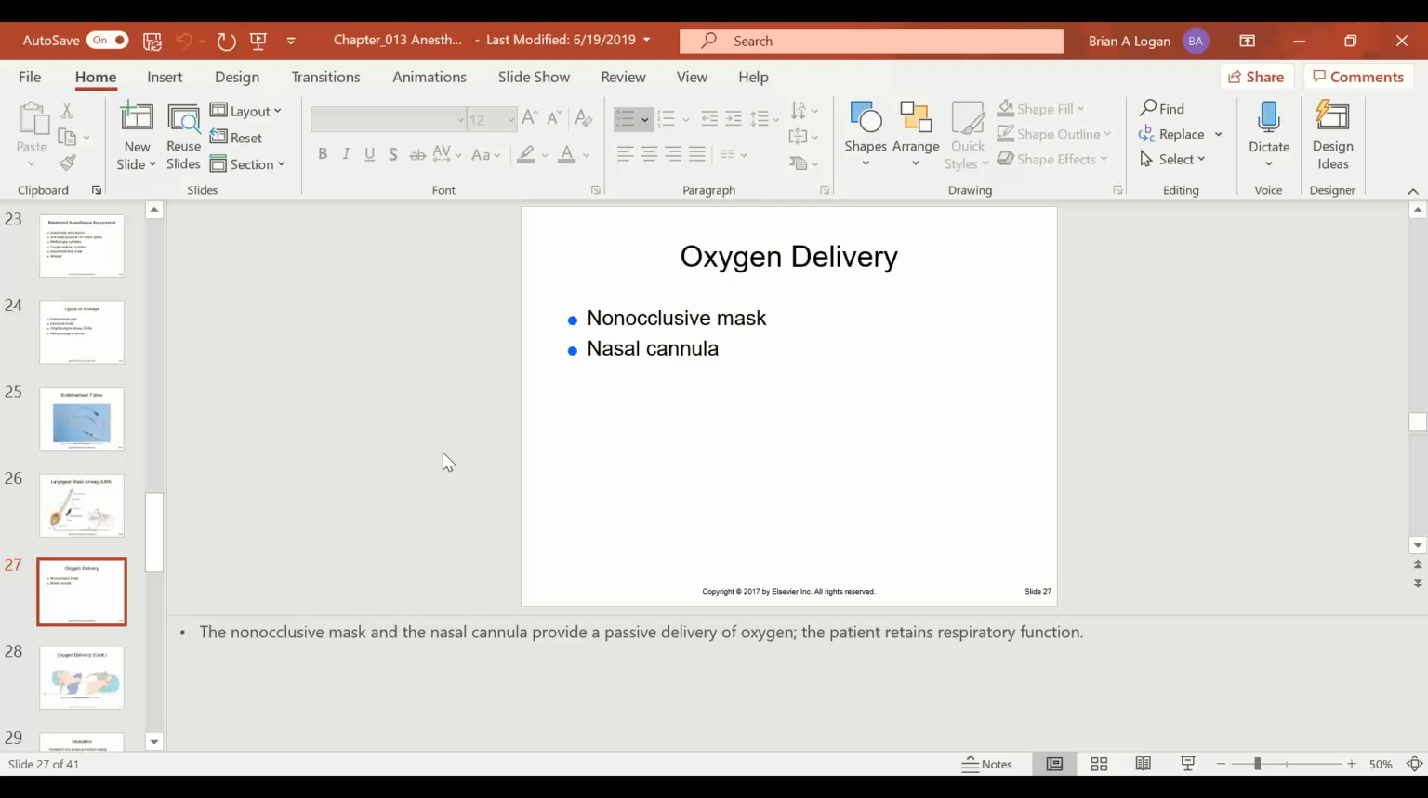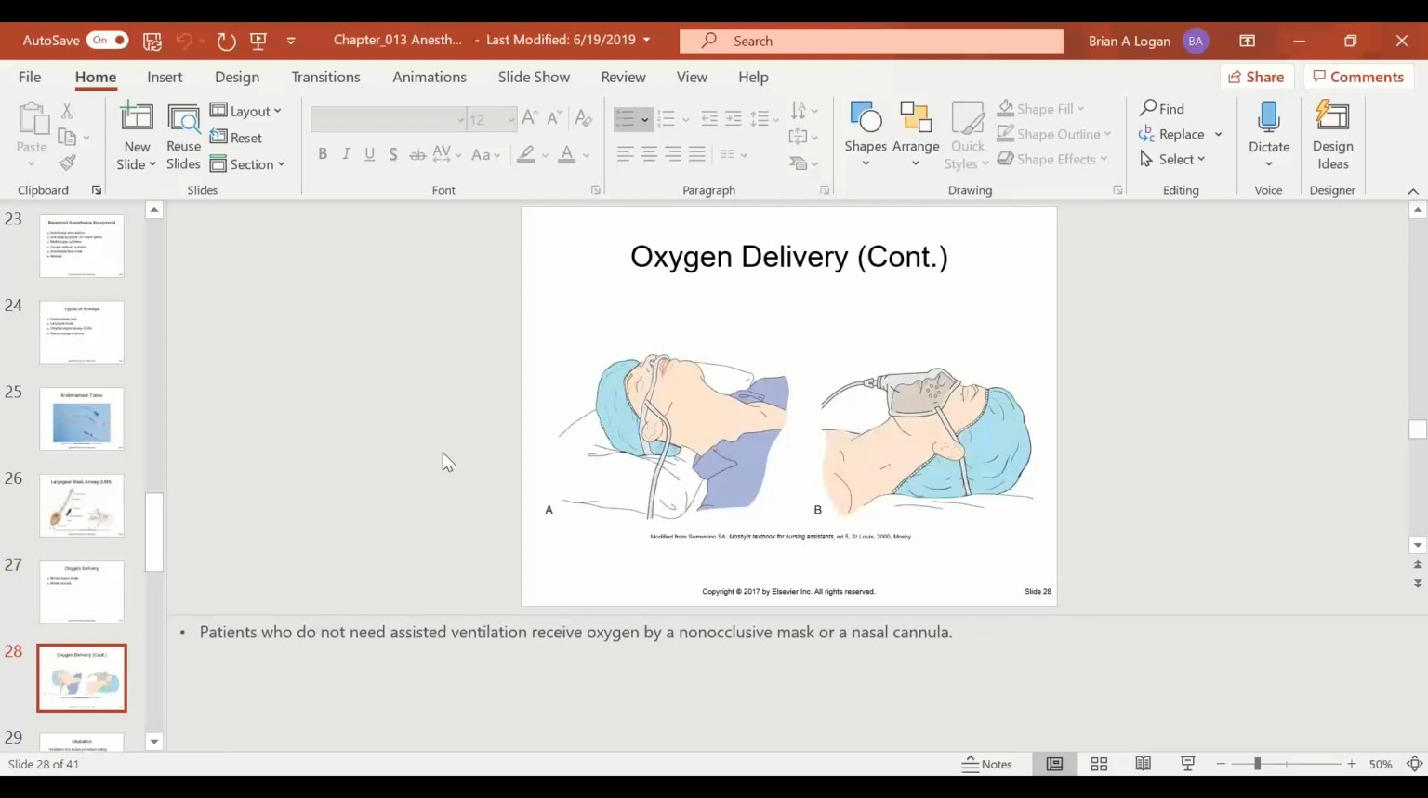Typically, this is going to be done post-op, over in PACU, just to give you some oxygen as you're waking up. But it can also be used for patients who are having local anesthesia or a regional block or something like that, just to make sure that they're getting good oxygenation while they're in the operating room. But there's that nasal cannula here, and there's your mask for O2.